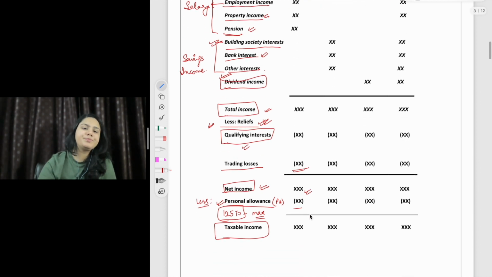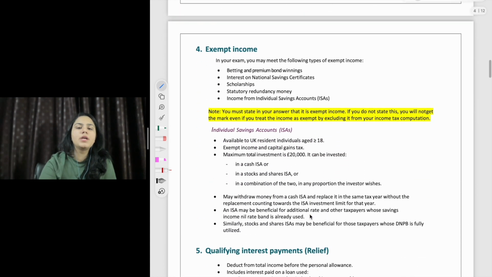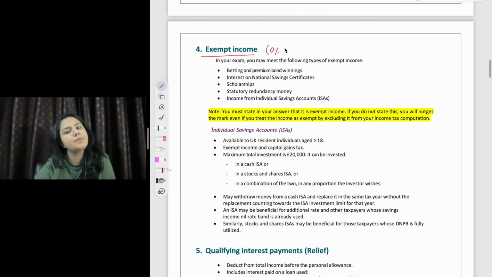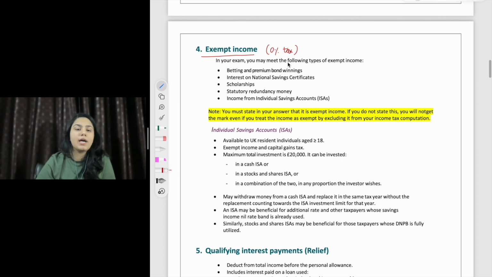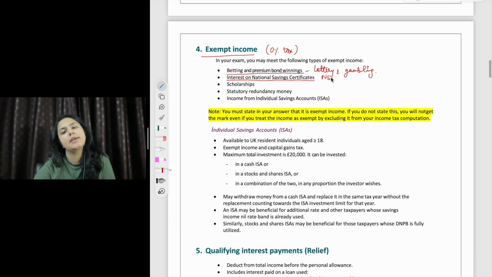Let's move forward. Now, some of the incomes are exempt as well. Exempt means that there will be 0% tax on them. It is tax-free income, you don't have to pay any taxes on it. So the first type of income that we have is betting and premium bond winnings, basically your lottery and gambling. Zero taxes. Then interest on national savings certificates.